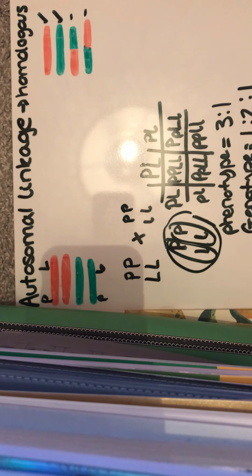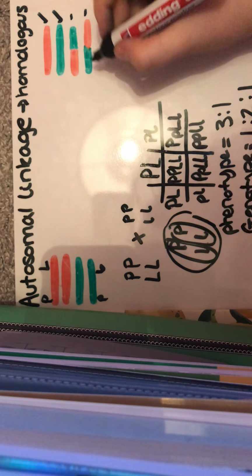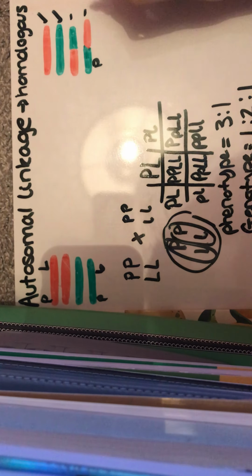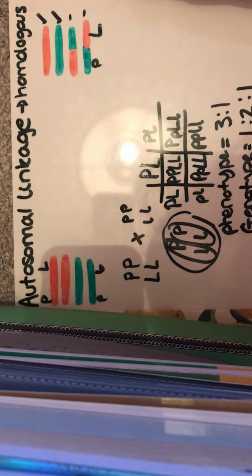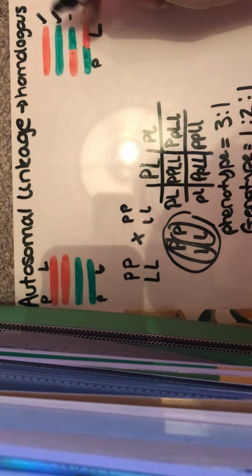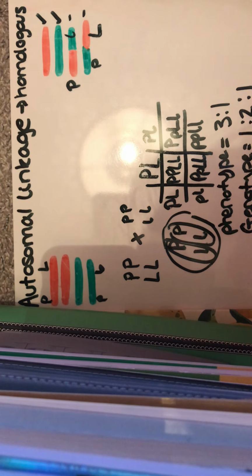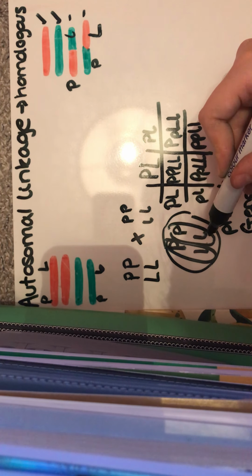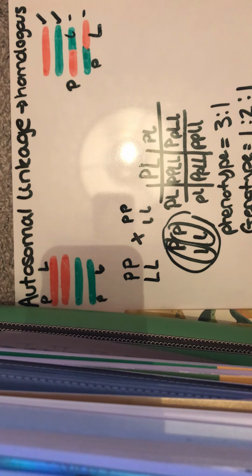But here, some recombinant gametes are produced as a result of crossing over. So it could be that we have a lowercase p here, but actually capital L there. So we've got lowercase p and capital L, and there we've got capital P and lowercase l, where usually we've just got lowercase p, lowercase l, and capital P, capital L. So this might be what is causing an unexpected ratio of the phenotype.